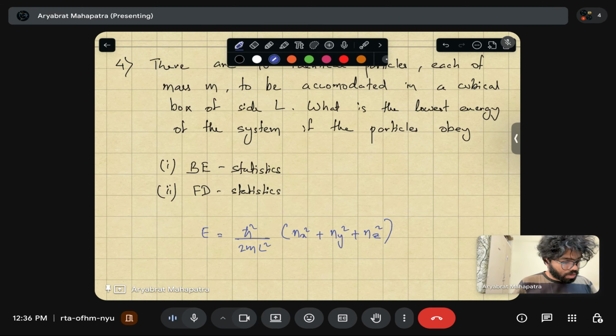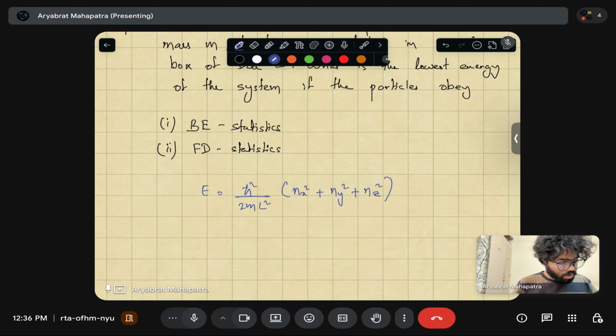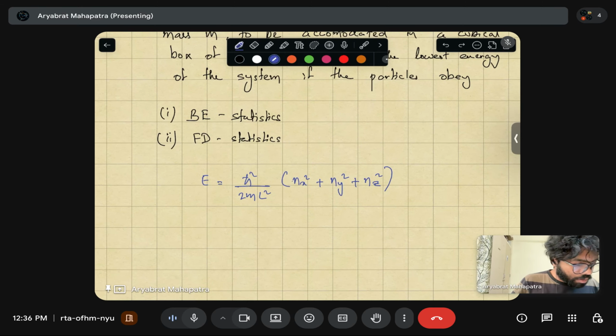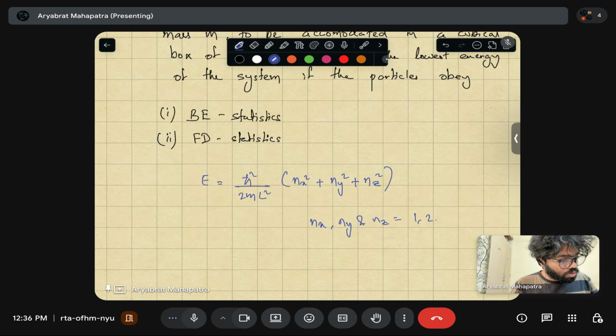Remember, these are not your particle number. And where nx, ny, and nz go from 1 onwards.